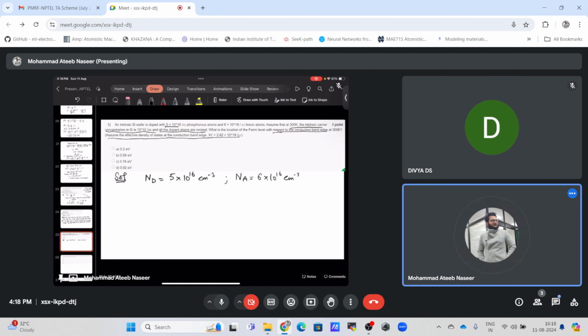Now overall, since this Na is greater than Nd, clearly it is greater, we will have some effective doping. We have doped the silicon semiconductor at the same time with the N type as well as the P type. But the P type doping is more, it's 6 into 10 to the power 16. So the effective doping, P type, is equal to Na minus Nd.